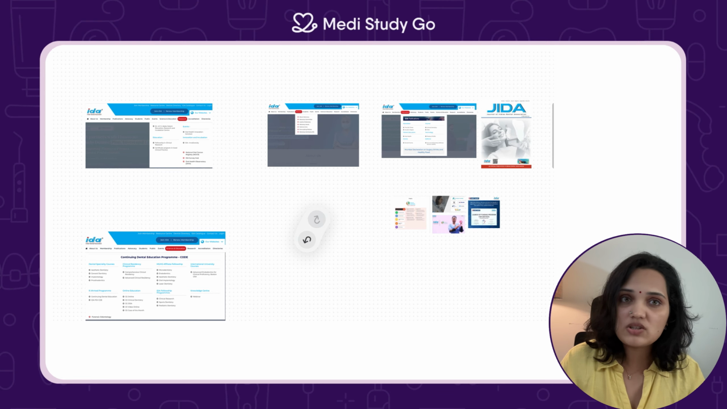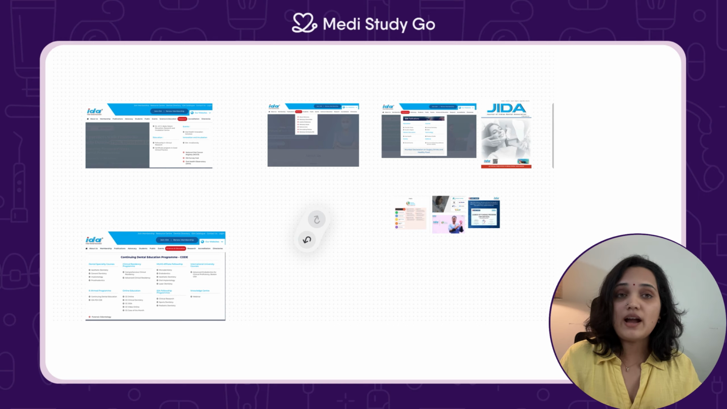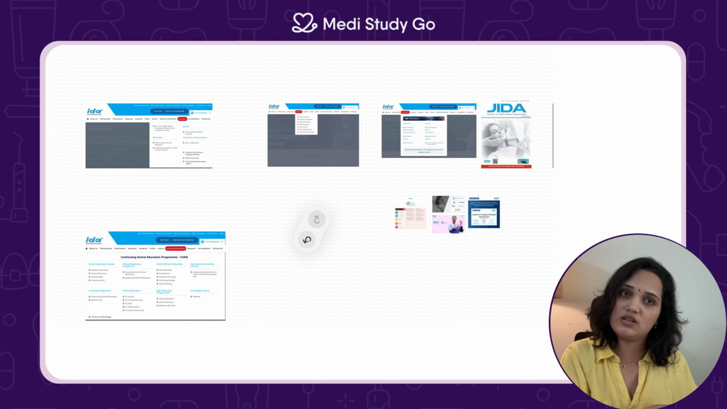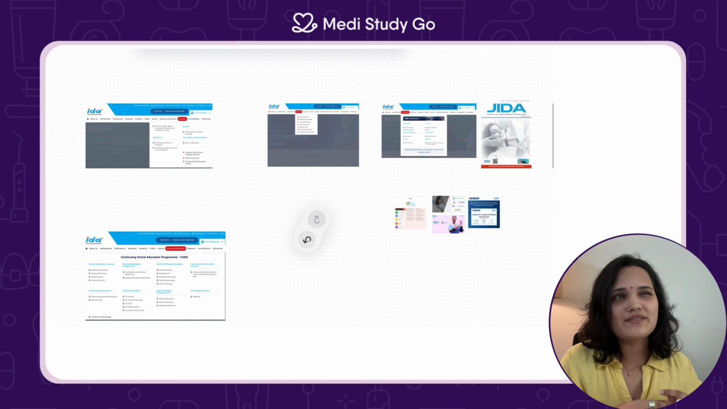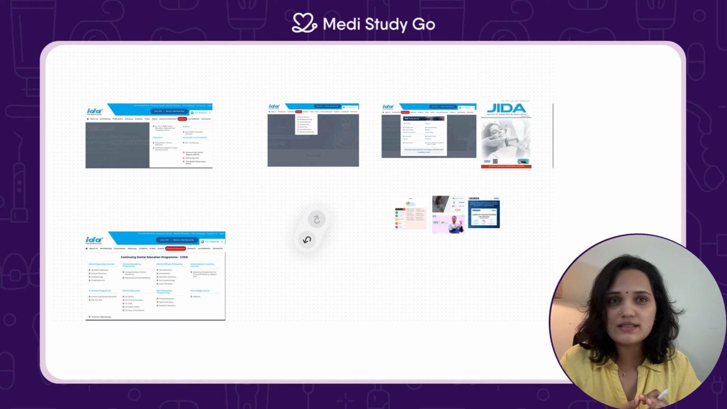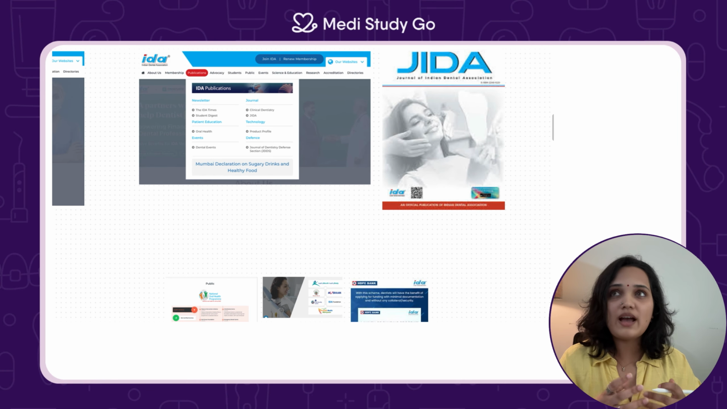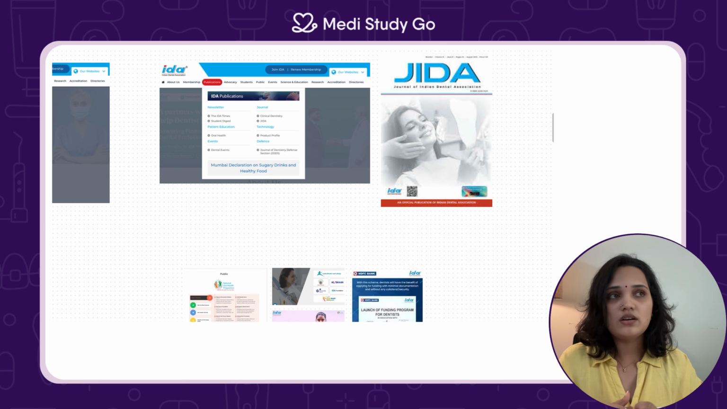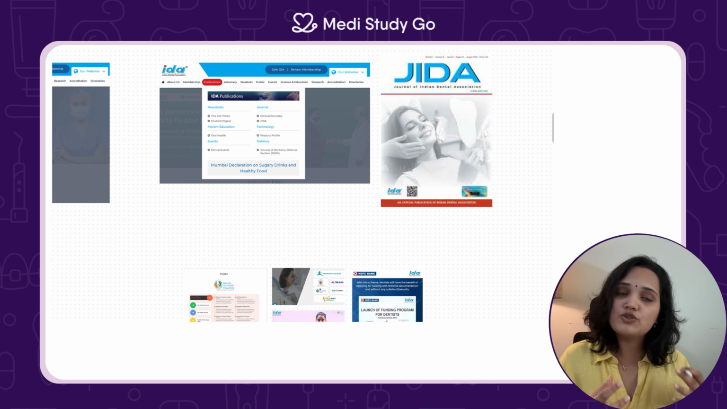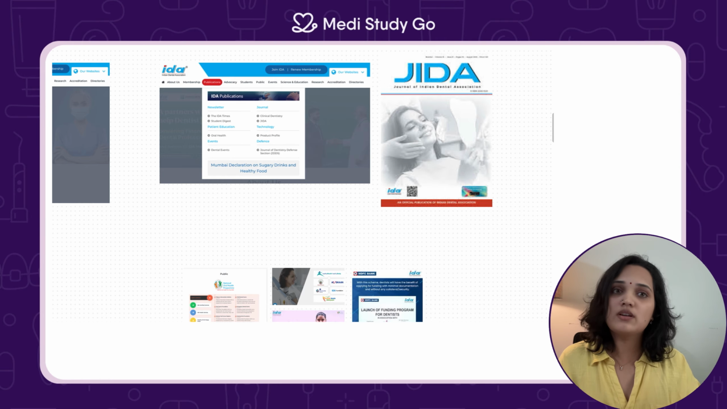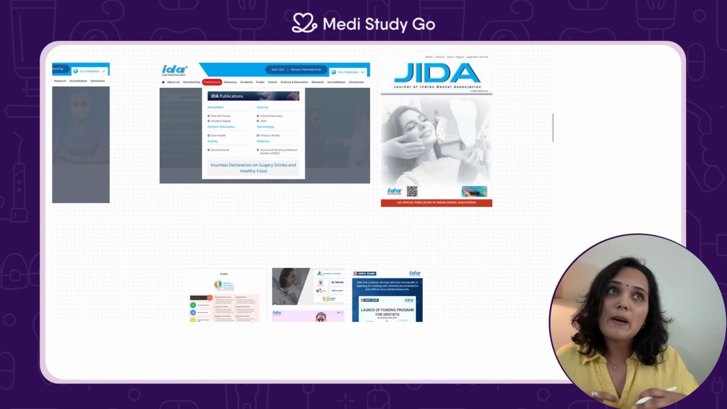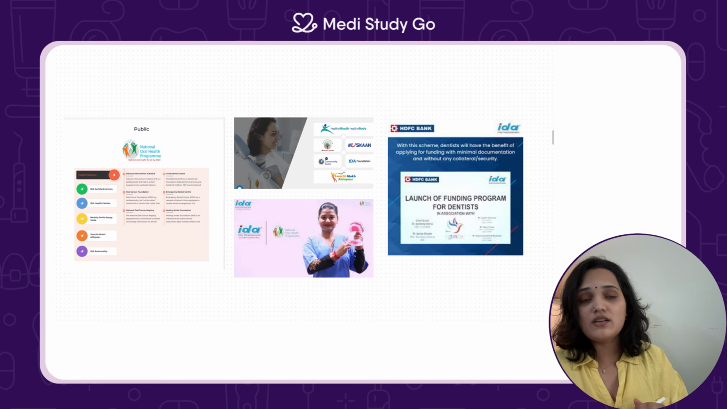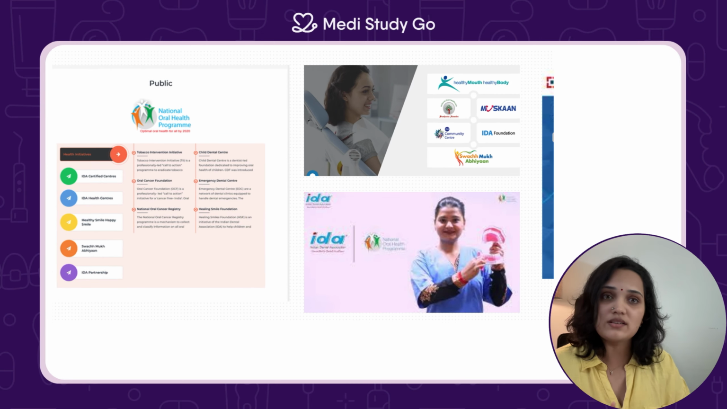Also, there are some publications that they produce. IDA publishes a journal called the Journal of Indian Dental Association, or JIDA. They have newsletters and magazines, and they also have some patient education material. All this is available on their website. If you're a practitioner or a student, you can go and subscribe, and make it yours as well. These publications spread the science and the ethics, and also spread a lot of awareness.